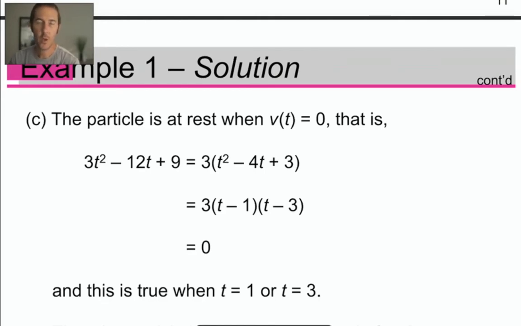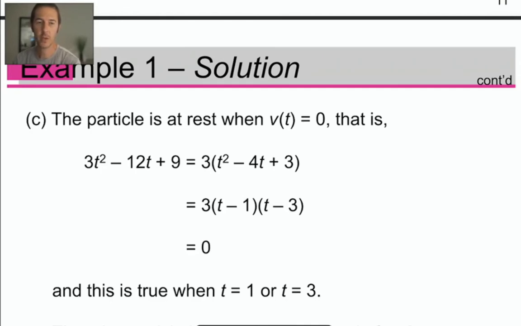In order to find when a particle is at rest, this would go on a flashcard. How do you find when a particle is at rest? That question would go on one side of your flashcard. On the other side, it would say, find your velocity equation, maybe by taking the derivative of your position equation, and then set the velocity equation equal to 0. So certainly a particle is at rest when it has a velocity of 0.